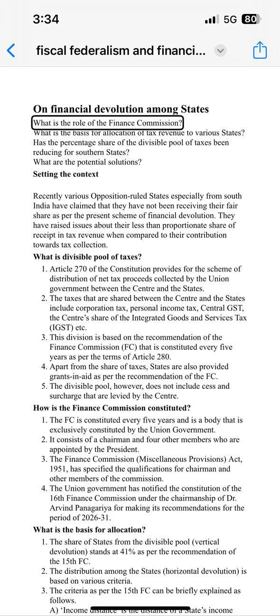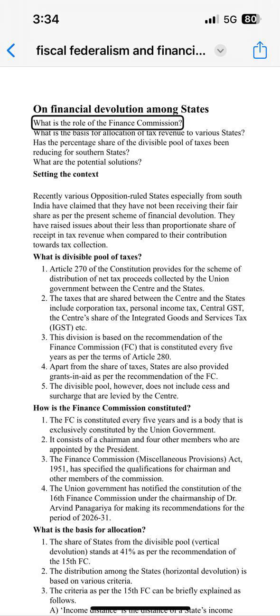Number 4, demographic performance. The state which performs better on the demographic aspect, that is, if the state has the ability to contain the population growth, then that state would be rewarded with more tax revenue by the center, right?